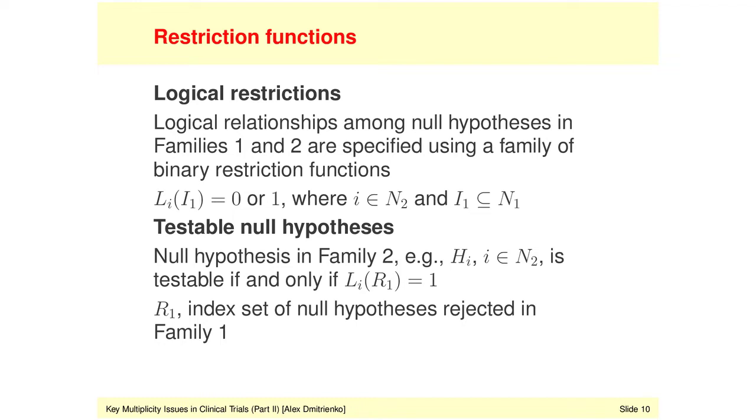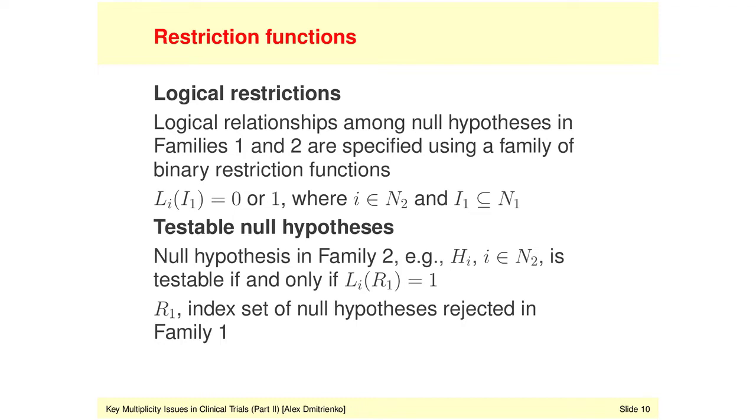The general idea here is that logical relationships among null hypotheses in families 1 and 2 can be specified using binary restriction functions. These are functions that establish binary relations between the primary hypothesis and the secondary hypothesis, and this ultimately enables us to define logical restrictions at the hypothesis level rather than at the family level.